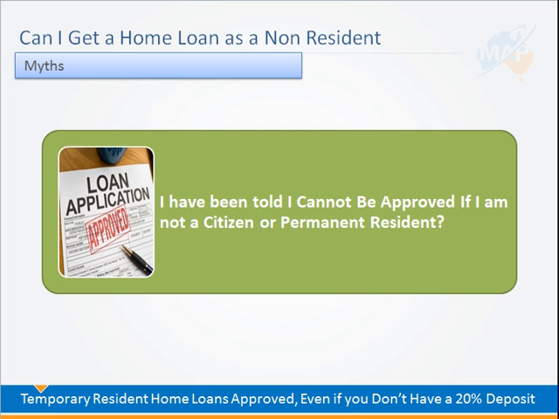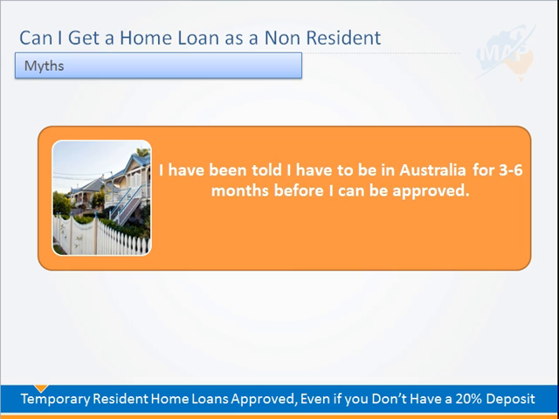If you've been told you must be a citizen or a permanent resident before you can be approved, this is incorrect. You can be approved. Certainly, the vast majority of banks do not like lending to those without permanent residency or citizenship, but there are a number that love it and will very happily lend to you, and we have some exclusive arrangements with many of those banks.